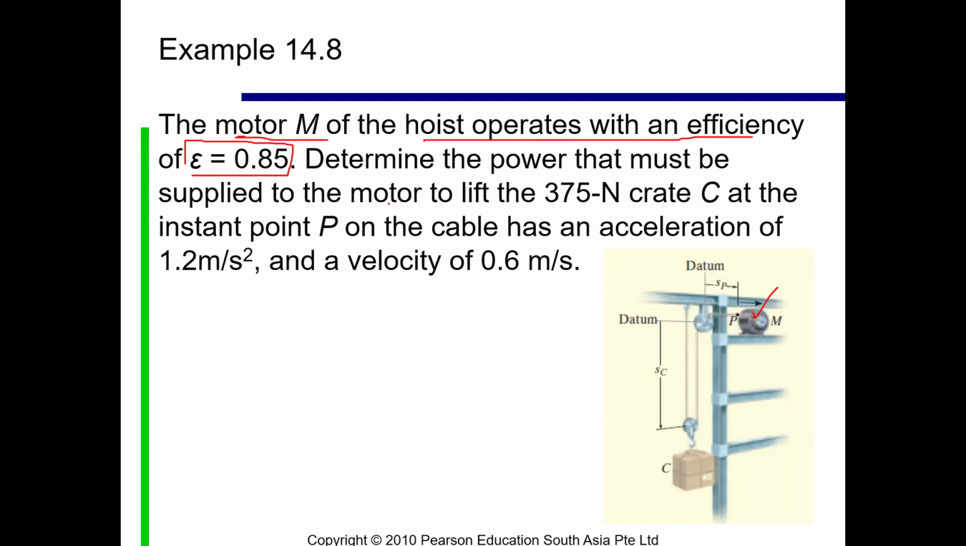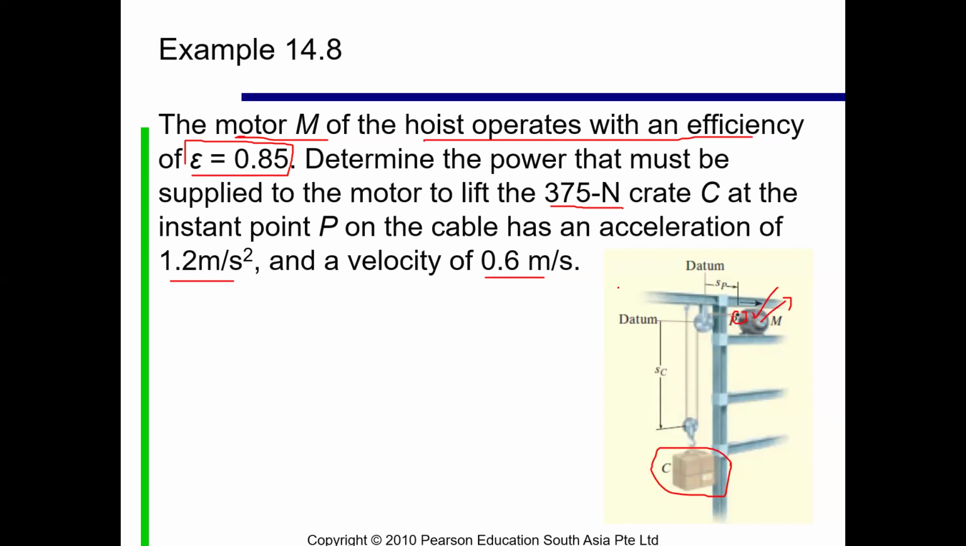Determine the power that must be supplied to the motor to lift the 375 Newton crate. This value is provided not in terms of mass; it's already multiplied by 9.81, so you actually know the weight this time. At the instant point P on the cable has an acceleration of 1.2 and a velocity of 0.6. You need to figure out how much power is needed by the motor in order to lift the crate. However, initially we assume that the crate is moving downward, right?